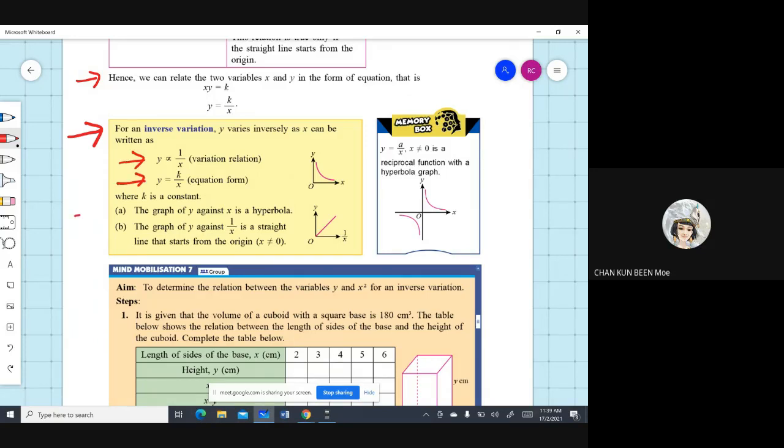Look at A, the graph of y against x is a hyperbola. You got to remember this. The graph of y against 1 over x is a straight line that starts from the origin, whereby the x cannot be 0. The x over here must be some number. If it is 0, then you cannot plot the graph anymore. So this is for y against x. When it comes to y against 1 over x, then it's a straight line. Okay, next one.